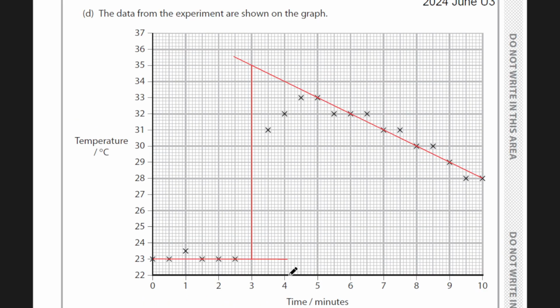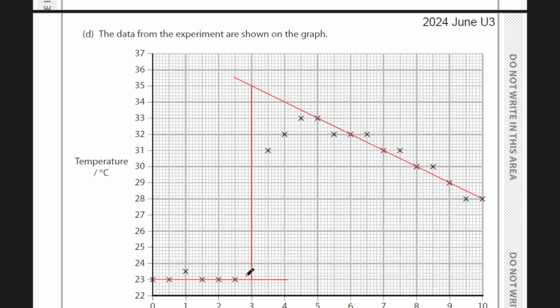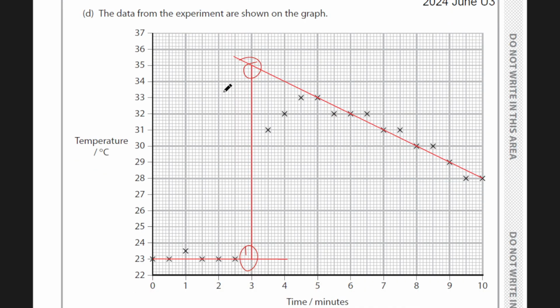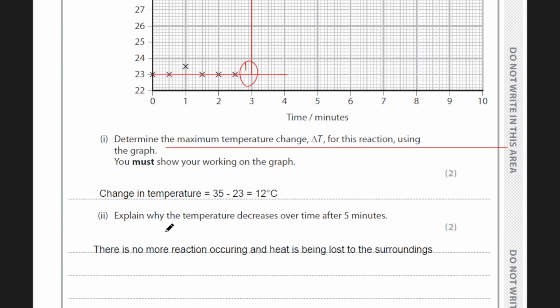The data from the experiment is shown. You are told to determine the maximum temperature change. All you do is basically connect the dots and produce a best fit straight line using a ruler. The initial and the final temperature is then noted down, and we calculate the change in temperature. In this case, it's 35 minus 23, and that's 12 degrees Celsius.